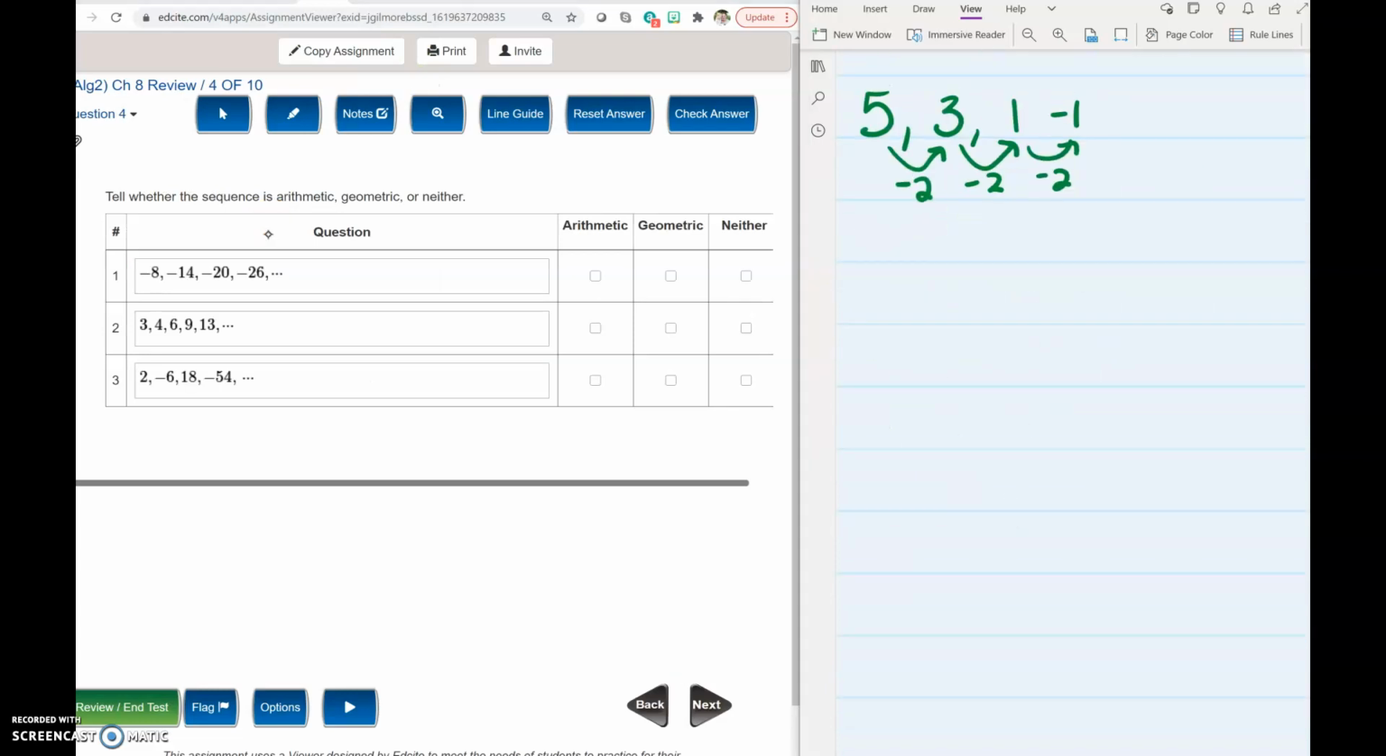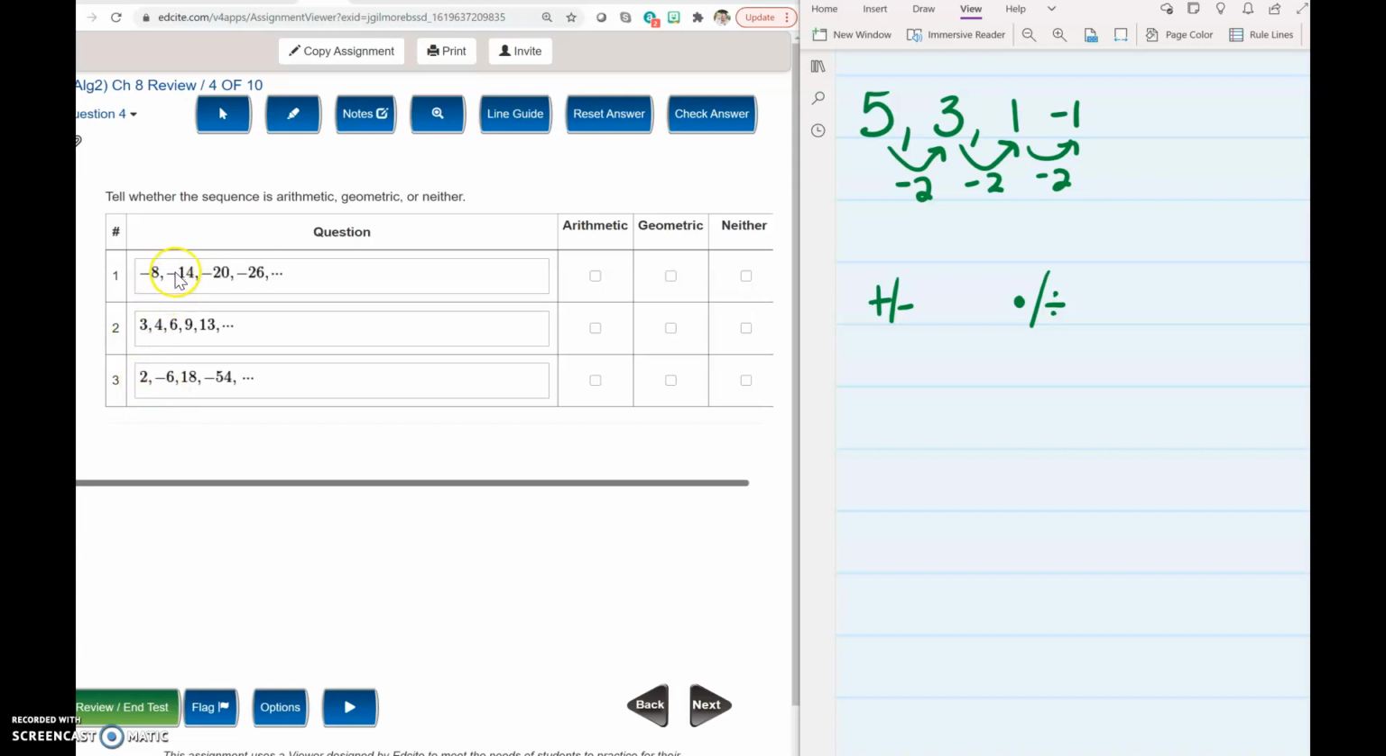Tell whether the sequence is arithmetic, geometric, or neither. Remember, arithmetic is adding or subtracting, so repeated addition or subtraction. Geometric is multiplication or division, and then neither would be one that doesn't fit either of those.